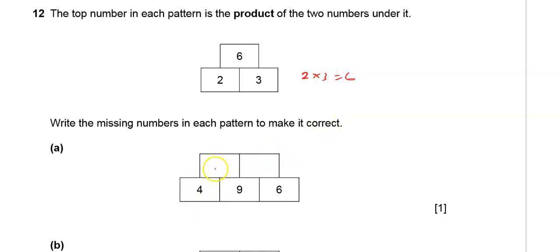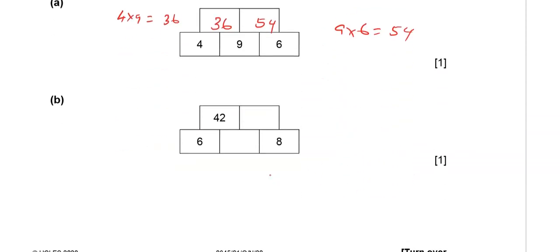So the number that is going to be written here will be a product of 4 times 9. 4 times 9 is 36. So this number here is 36. What about 9 times 6? 9 times 6 gives us 54. That is the number that goes right there.